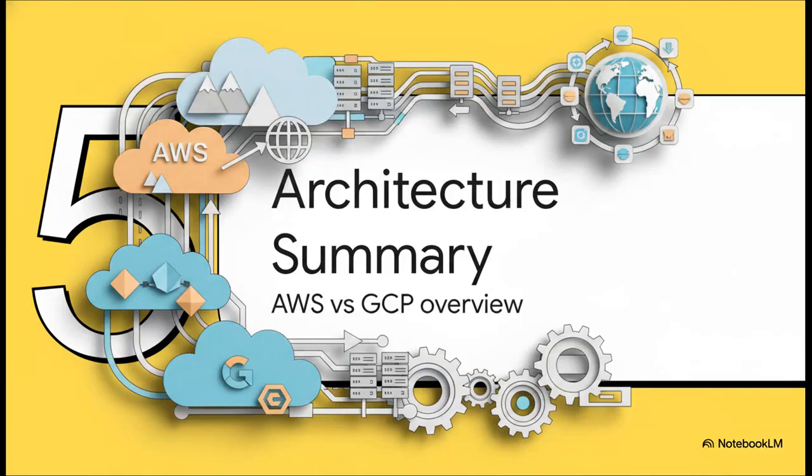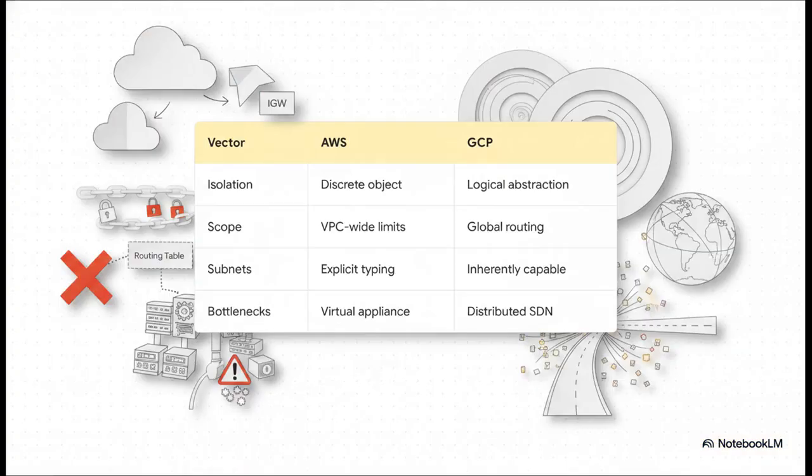Section 5. Architectural Comparison Summary. Let's bring all of these nuances together into a clear side-by-side view. Look at how moving to logical SDN abstractions radically transforms your network. Under component isolation, we're shifting from creating explicit, rigid AWS gateways to relying on Andromeda's fluid, logical abstractions. For scope, AWS restricts you with VPC-wide attachment limits, whereas GCP inherently routes globally across regions.